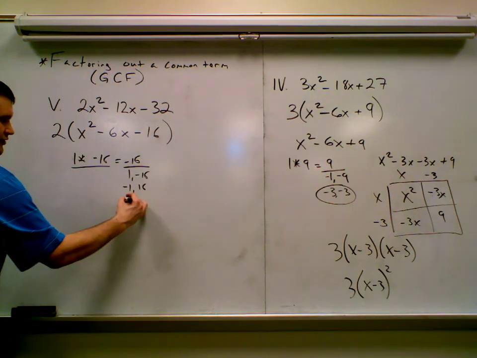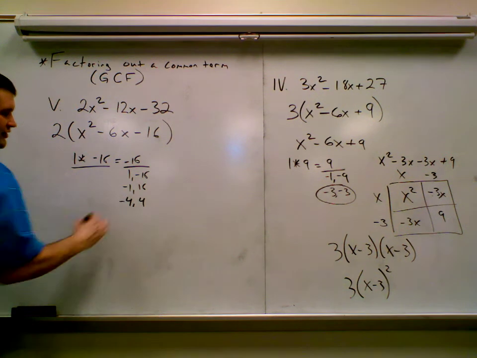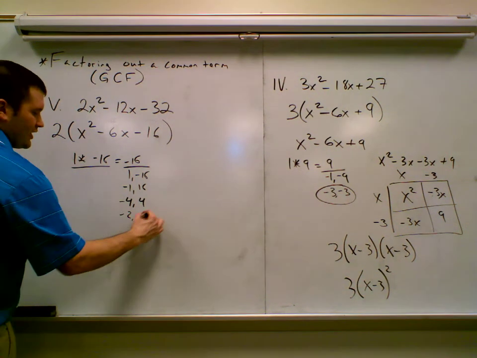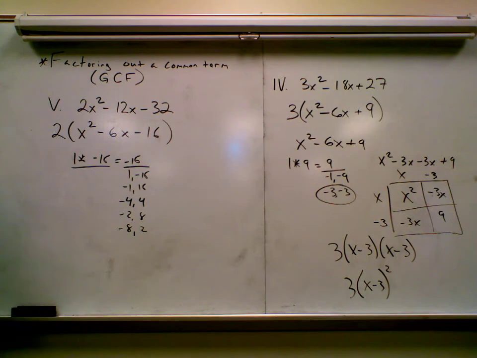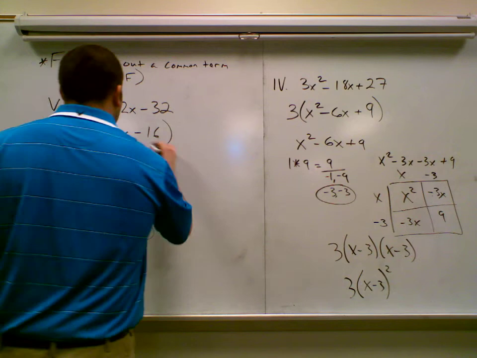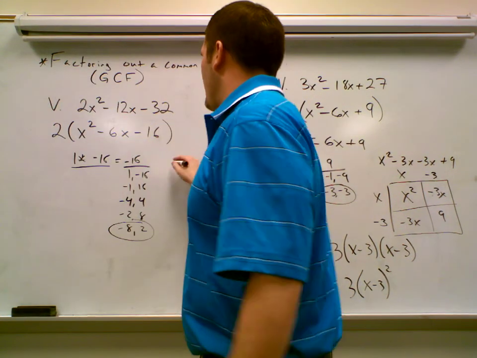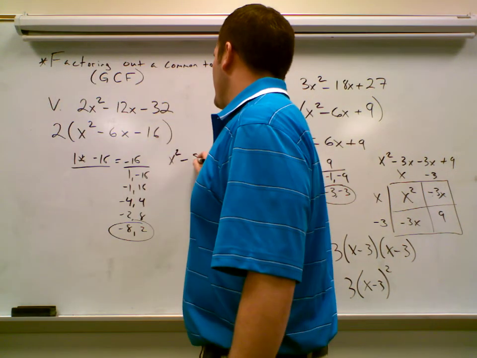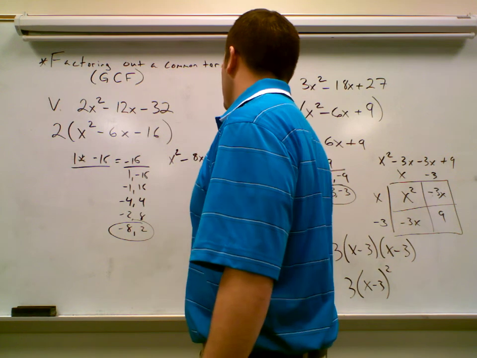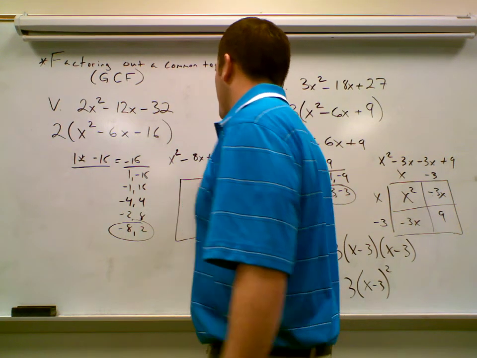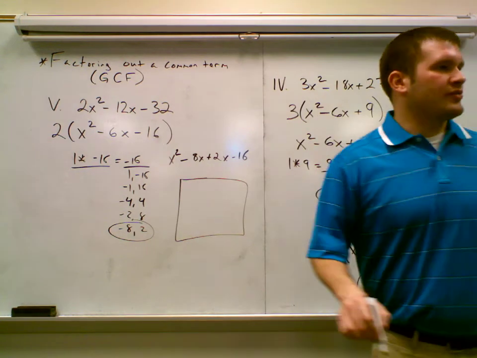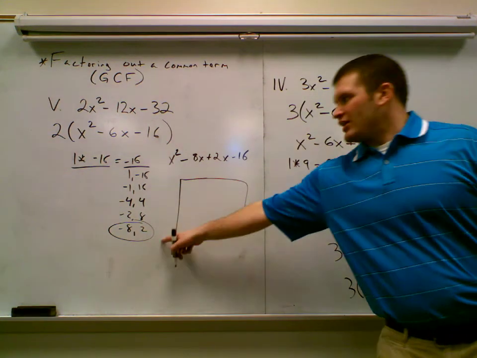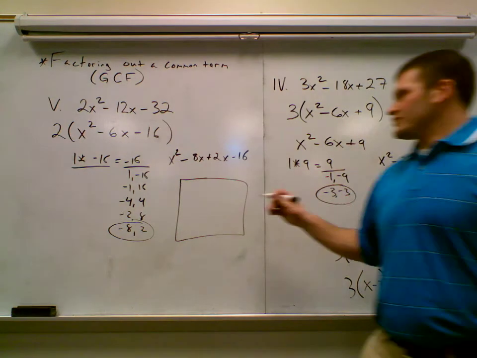3, 4. Negative 4 and 4. Negative 2, 8. Negative 8, 2, right? Which ones add to negative 6? Negative 8, 2. So I can rewrite this right here as x squared minus 8x plus 2x minus 16. Well, you said negative 2. Negative 8, 2. Sorry, my fault. I need to add a negative 6. Thanks for catching me.